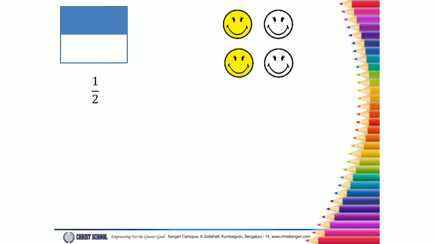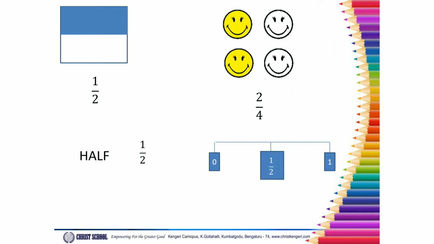Here I have taken a square shape which I have divided into two parts and one part is shaded. So the fraction will be 1/2. Can you see 4 smileys in which 2 smileys are shaded? So the fraction will be 2/4. One more representation, half or 1/2. Let us see one more: 0 and 1. Half of 0 to 1 is 1/2.